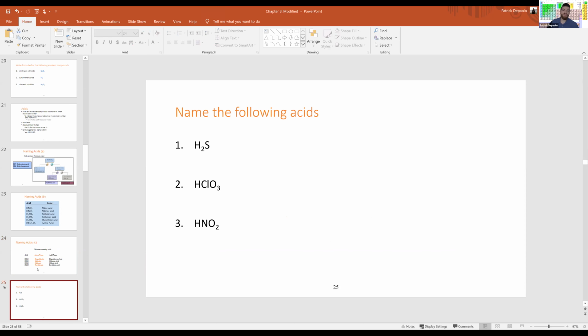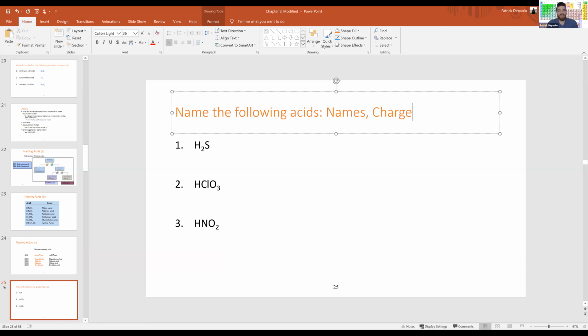Okay, moving on. For the exam, we're not just going to have to memorize the names and their corresponding abbreviations, but you're also going to have to know the charges. Names, charges, formulas for all the polyatomic ions, for the common ones.